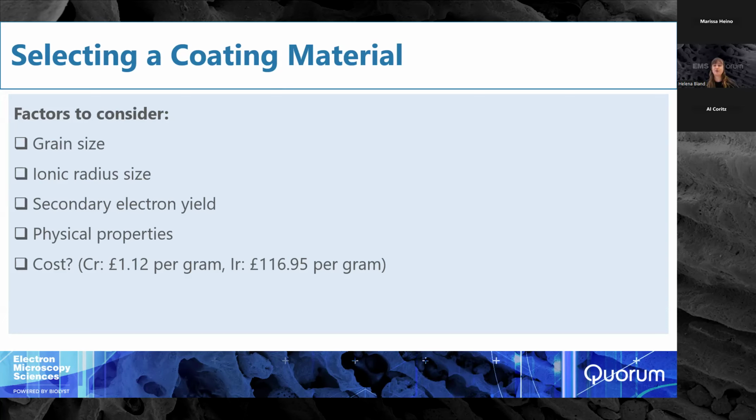So I've actually got the prices here in pounds because Quorum Technologies is based in the UK, but you get the general picture, which is that chromium is approximately £1.12 per gram, whereas iridium is £116.95 per gram. So it's 100 times more expensive. So of course, that's going to come into consideration when we're looking at purchasing our target materials. And then finally, we want to think about the capabilities of the coater that we have. Is it a rotary pump coater or is it a turbomolecular pumped coater? And how good vacuum can we actually get on the system that we have?